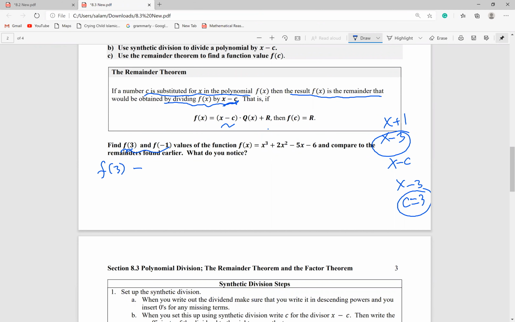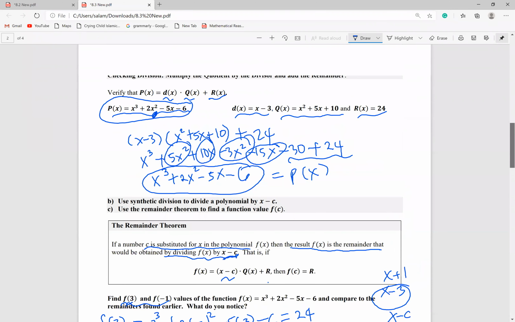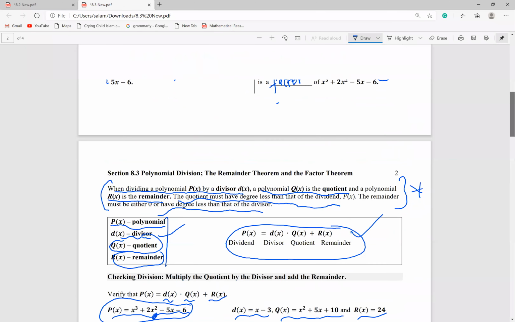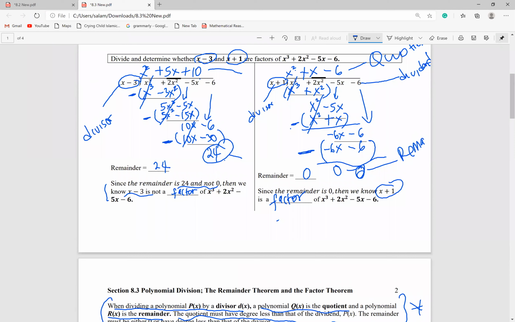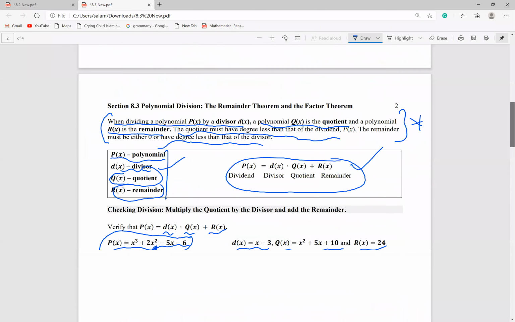So this is simply 3 raised to power 3 plus 2 into 3 squared minus 5 into 3 minus 6. Put that in the calculator, you get 24. You can try to put that in the calculator. And that's exactly the remainder that we got when we used the long division. This was the remainder that we got, and that's what the remainder theorem is talking about.